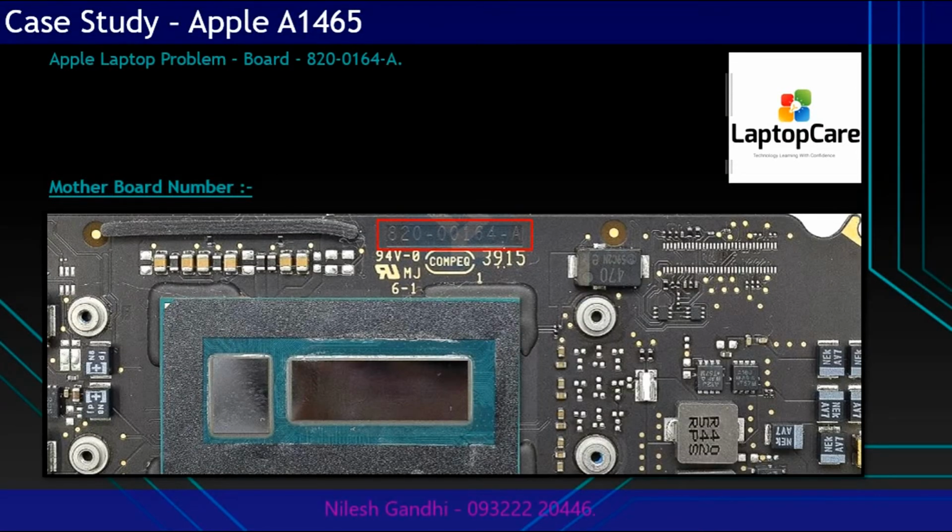Many times this no display issue is because of some common reasons. One of the common reasons is missing supply on the board. It can be one supply or multiple, and that we need to check thoroughly. Here we can see the exact board part number, which is 820-00164-A. So let's proceed with the diagnosis.